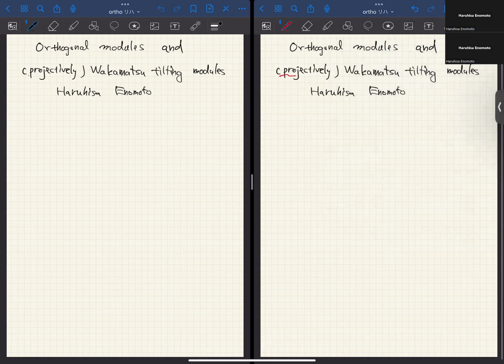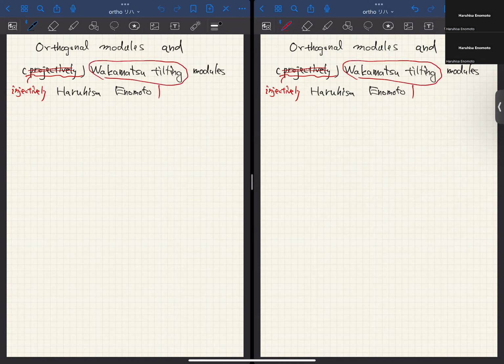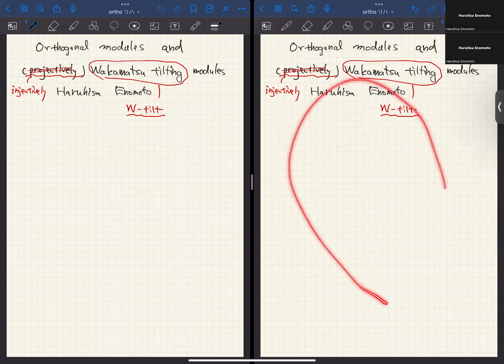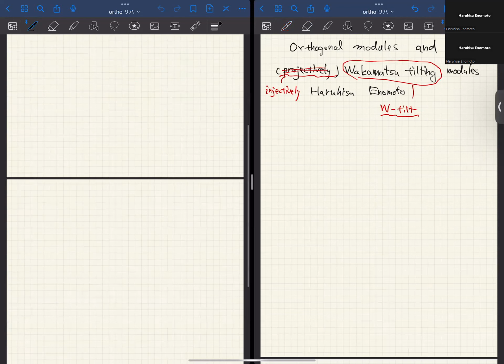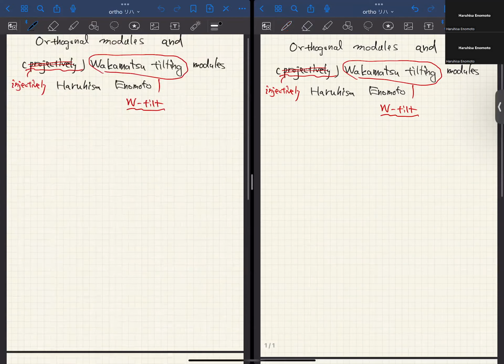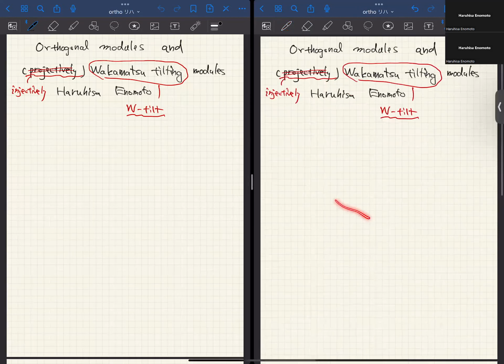In the title, I wrote projectively Wakamatsu modules, but for some reason, today I will talk about the injective dual side, injectively Wakamatsu modules. And the next thing is Wakamatsu tilting is a bit long, so I always write it like W-tilt. This means Wakamatsu tilting module. I will write in this right part, and this left part is just a copy of the previous slide. So I will write in this way.